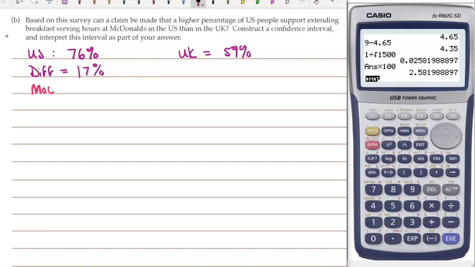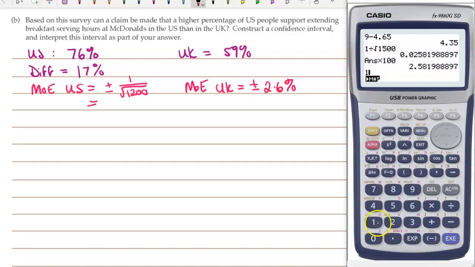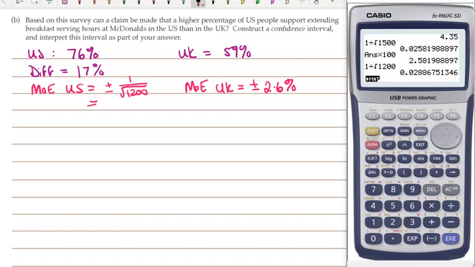The margin of error for the US is plus or minus 1 over root n. In the US, the survey was only on 1,200 people. In the UK, we already worked out the margin of error in the first question. That's plus or minus 2.6%. So for the US, 1 divided by the square root of 1,200, and then times it by 100, so that's plus or minus 2.9%.